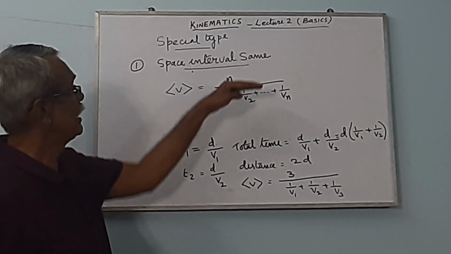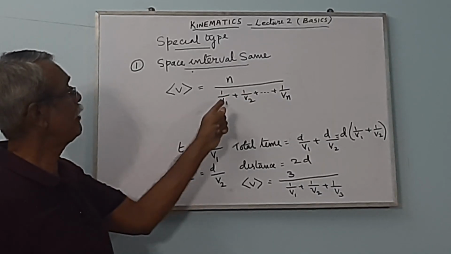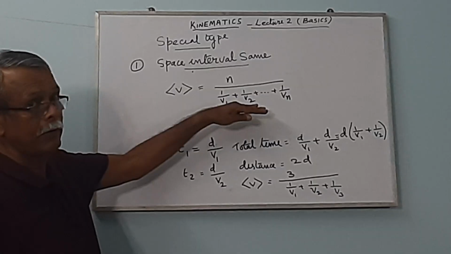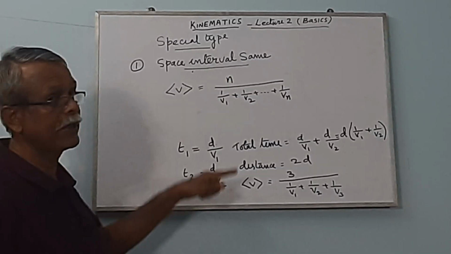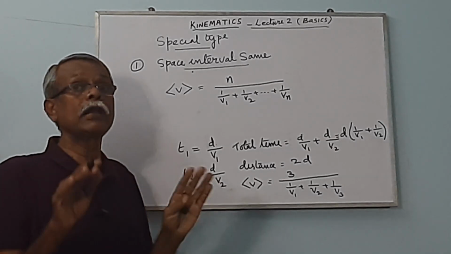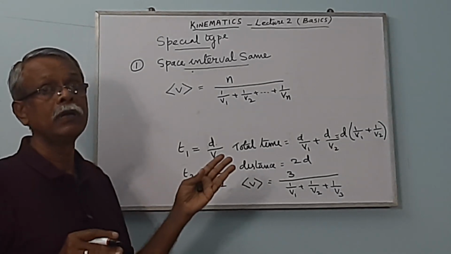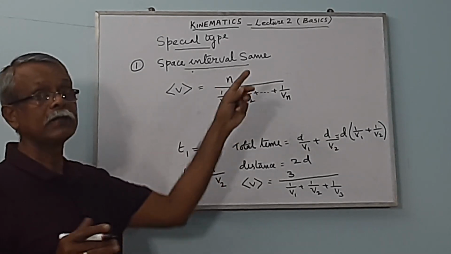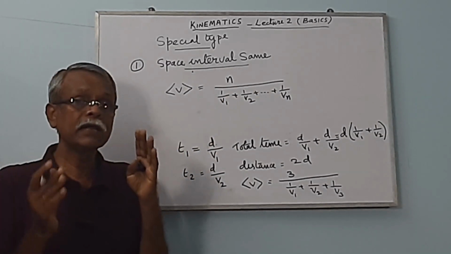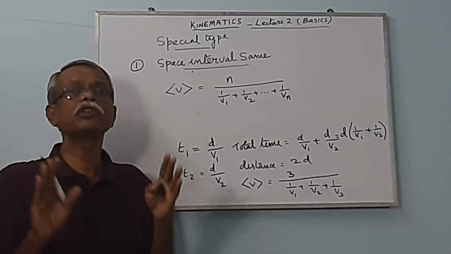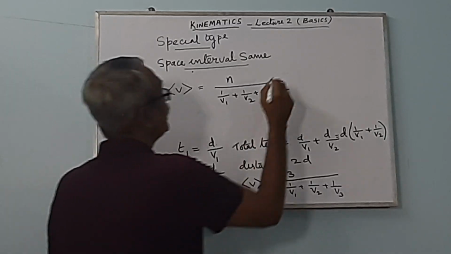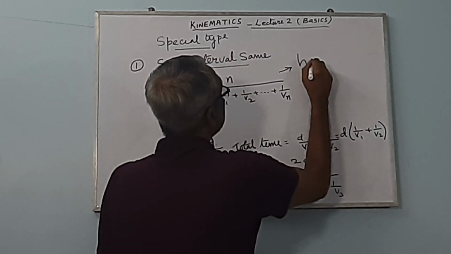You can easily see that 1 by v1 plus 1 by v2 plus etc. plus 1 by vn, divided by n, is the arithmetic mean of the reciprocals of velocity. But n goes up, that means we again take the reciprocal. So this is actually the reciprocal of the arithmetic mean of the reciprocals. That particular quantity is technically called a harmonic mean.